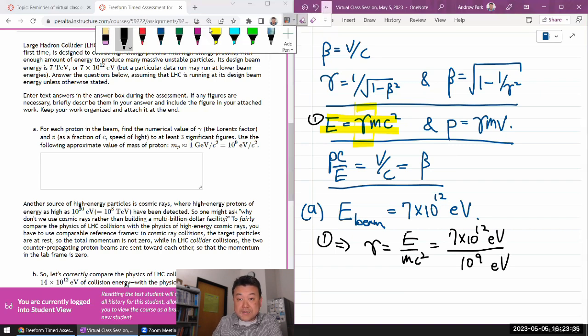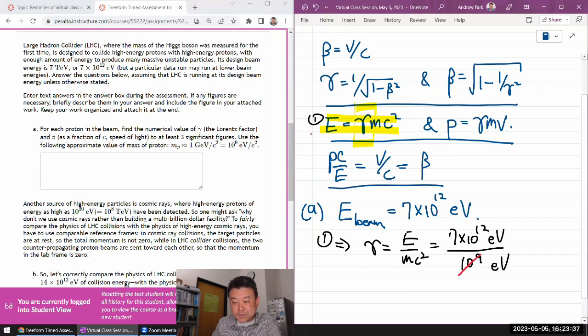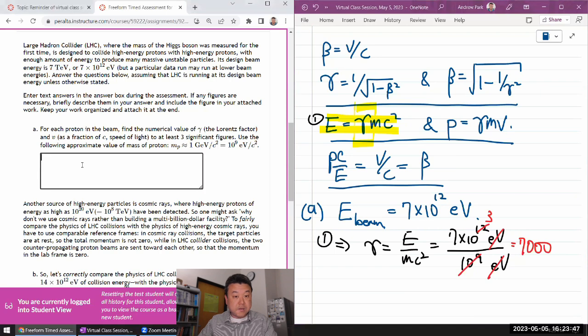I see some nice cancellations, which is why I do it this way. 7 times 10 to the 3 eV, or 7,000 eV, cancel out. So yeah, that's really simple. Gamma is equal to 7,000. And it says find the numerical value of V to at least 3 significant figures.